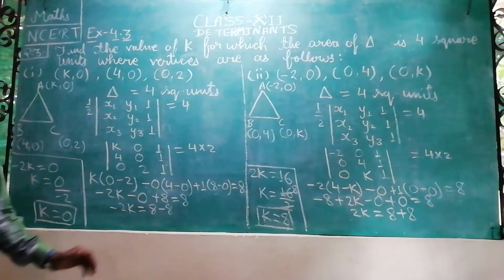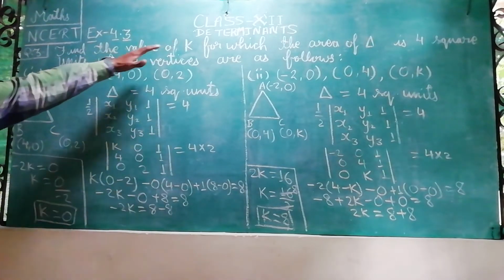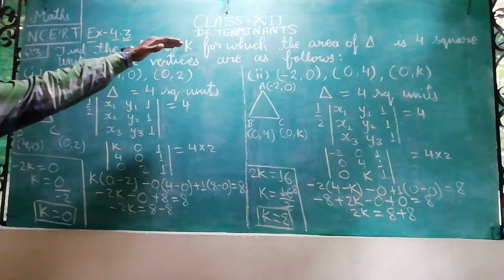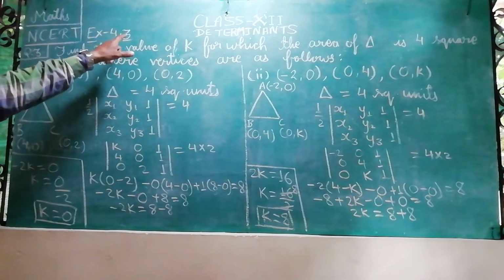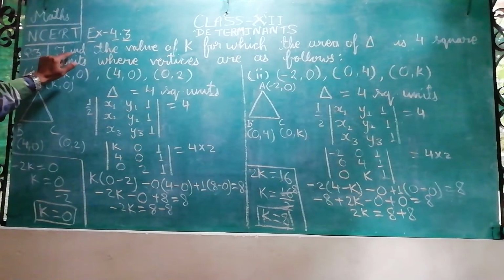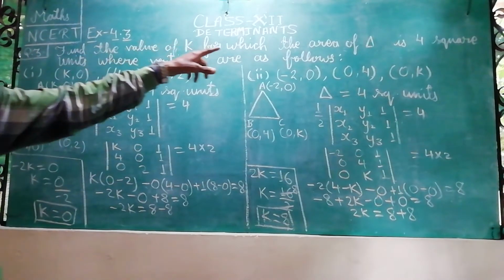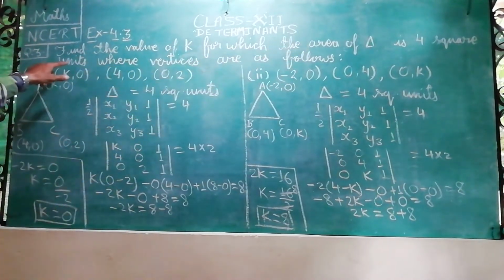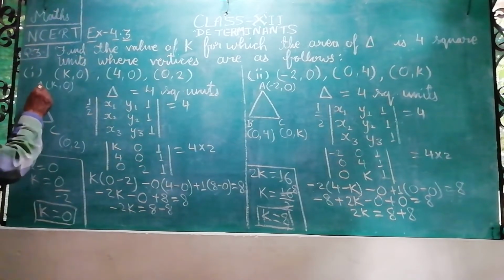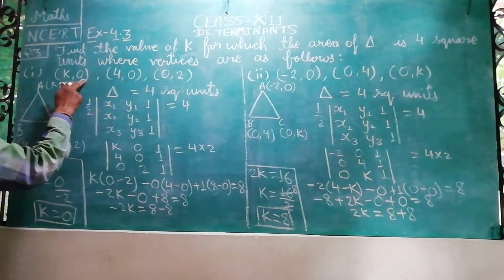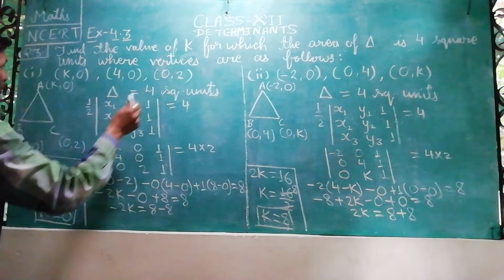Hello students. We are discussing class 12th mathematics, our topic determinants, and we are doing NCERT exercise 4.3 question number 3. Find the value of k for which the area of triangle is 4 square units where vertices are as follows. The vertices of the triangle are given here: k 0, 4 0 and 0 2.